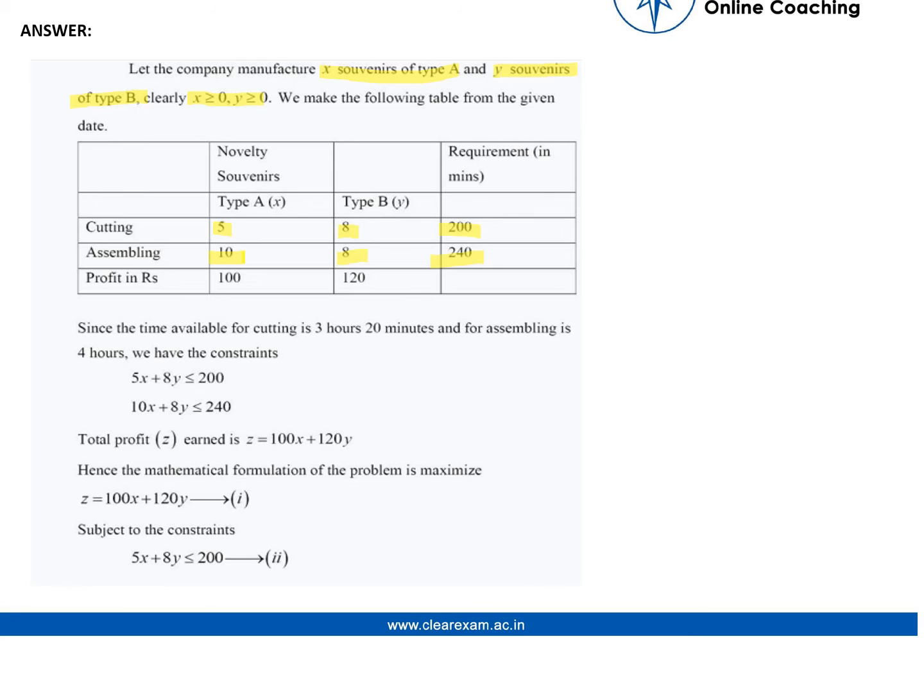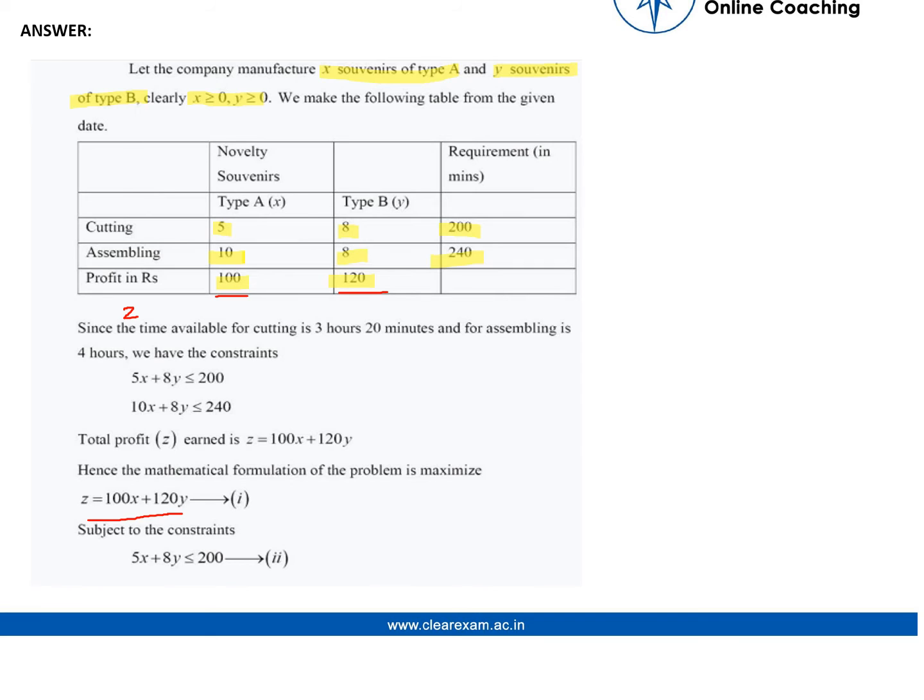the profit for type A souvenirs is rupees 100 each, and for type B souvenirs is rupees 120 each. Here we need to maximize the profit. So if the total profit is Z, then first the formulation of the problem becomes 100x plus 120y is equals to Z, which is the first equation.